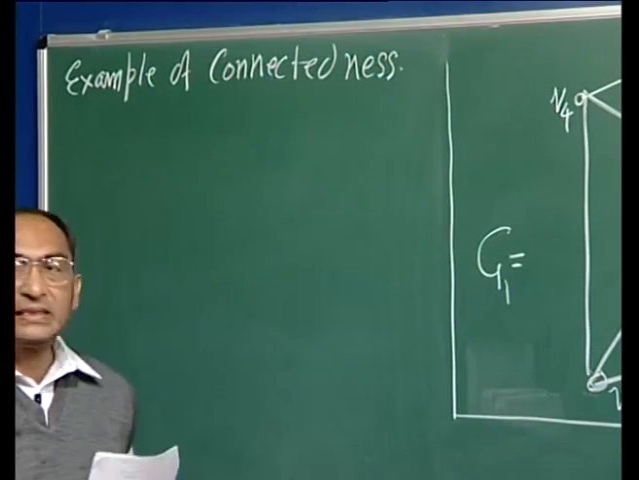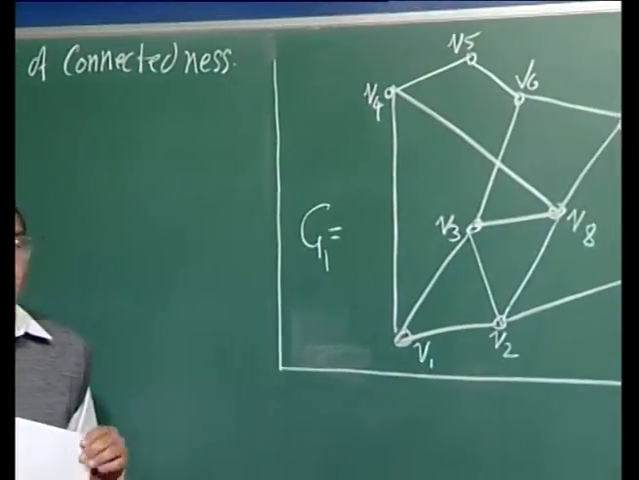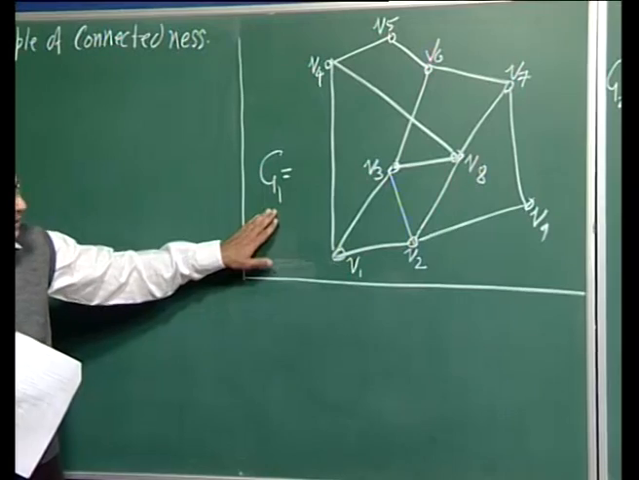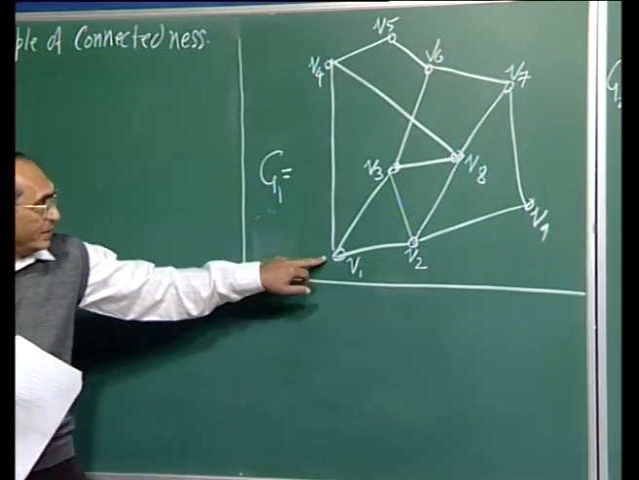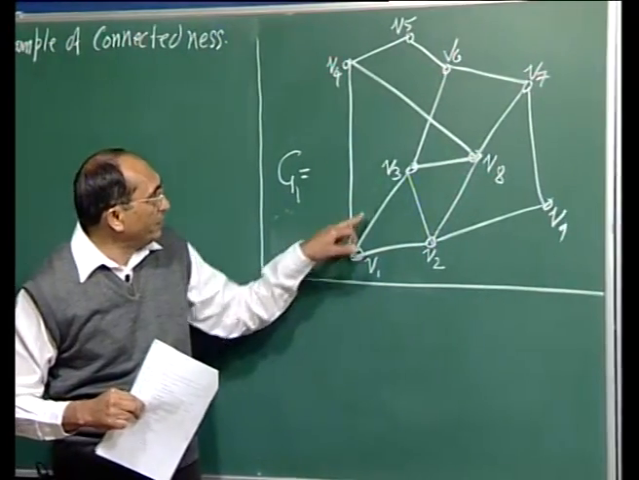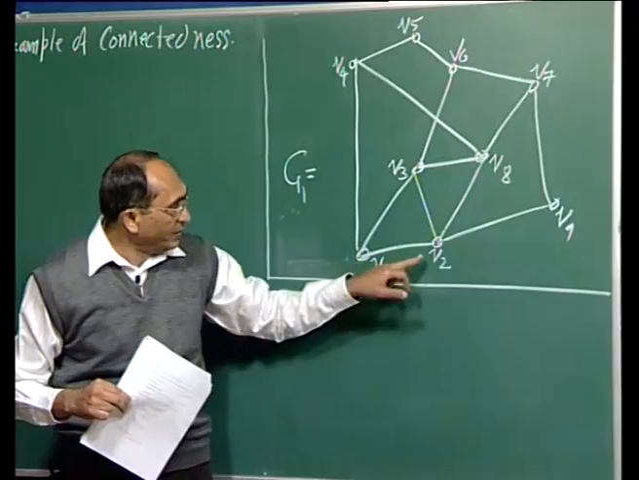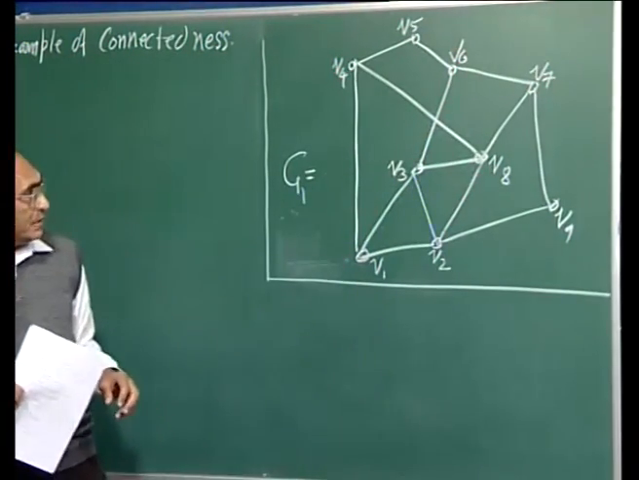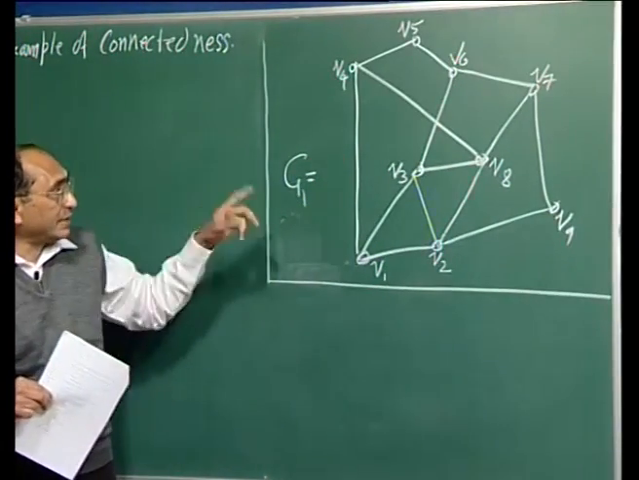A graph is connected if there is a path between every pair of vertices. In our example, in graph G1, there is a path between every pair of vertices. If you take V1 and V7, we have V1, V3, V8, V7. We in fact have more than one path: V1, V2, V8, V7, V1, V2, V9, V7, and so on. That way, every pair is connected.